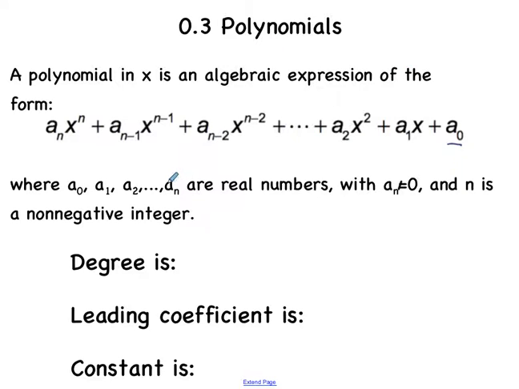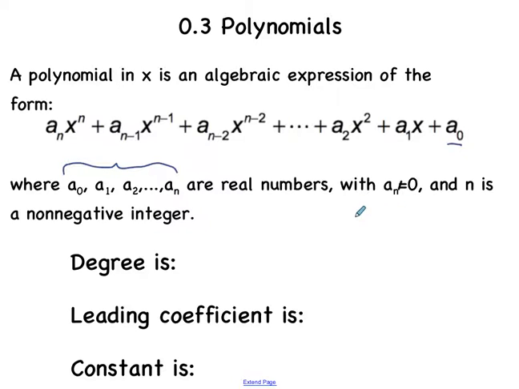So when I look at all of these a's, they're just different real numbers in front of the x's. So it's a polynomial here where these a's are real numbers, where a sub n is not equal to 0, and n is a non-negative integer.